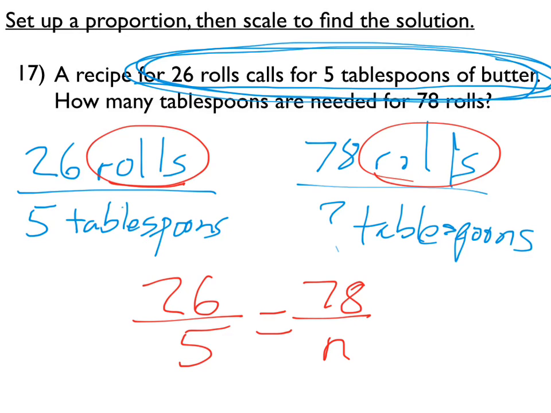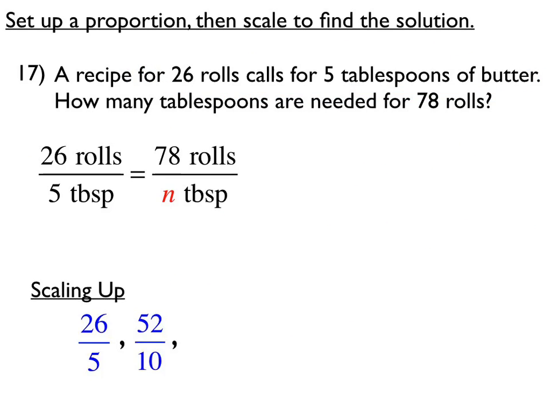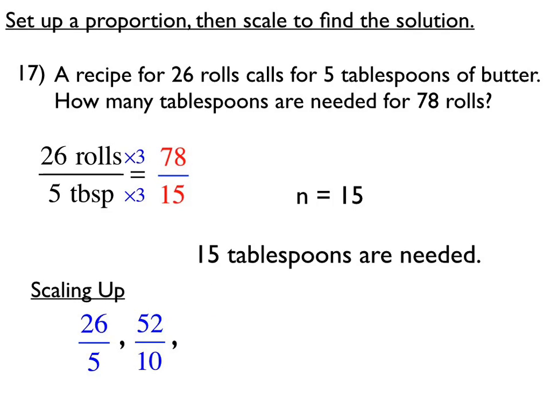All right, Noemi, how many tablespoons of butter? 15 tablespoons of butter. Very good. If we go to this proportion that we have and we multiply top and bottom by 3, we will create the equivalent ratio that we need, which is 78 over 15. So that means we have 15 tablespoons of butter. We could scale up or figure out what number we need to multiply or divide by to make what we need. But regardless, we should end up with 15 tablespoons of butter.